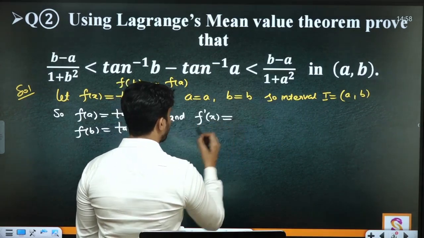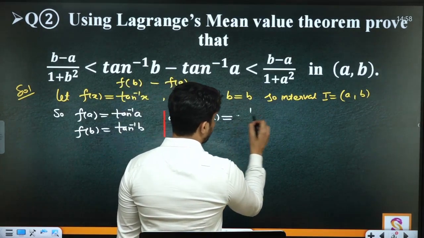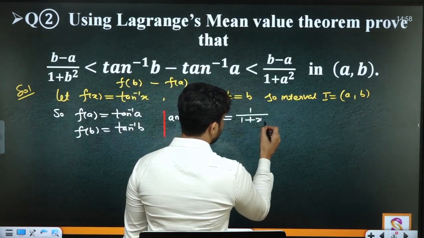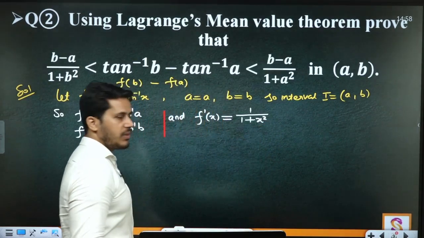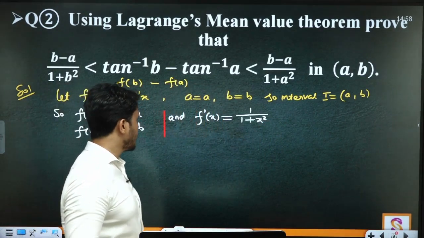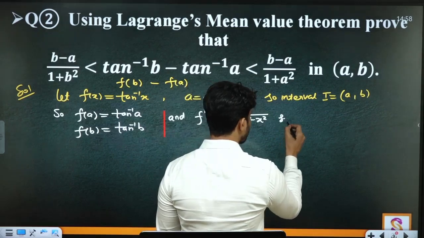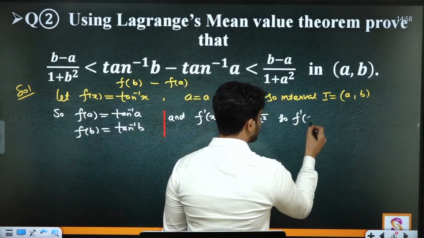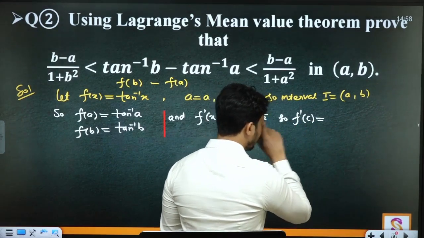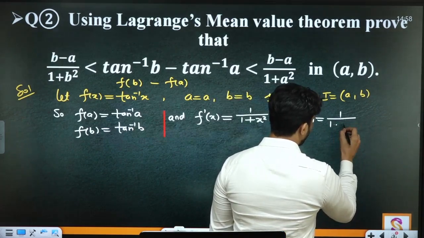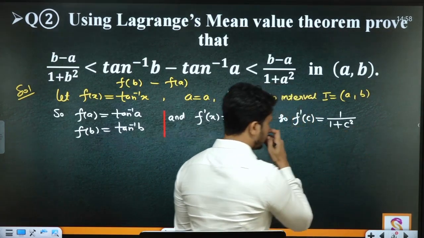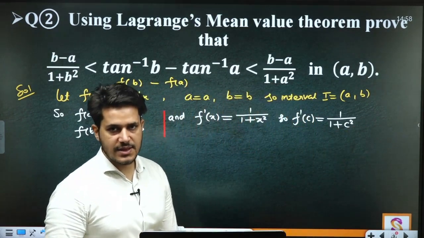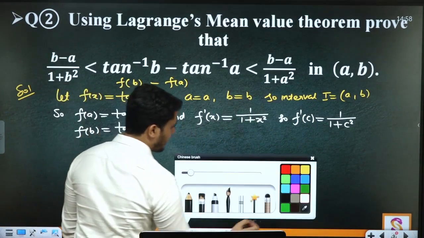and you have to differentiate this function, f dash x. Then what is the value of f dash x? 1 upon 1 plus x square. So what will be the value of f dash c? It will be 1 upon 1 plus c square. Now apply Lagrange's theorem.